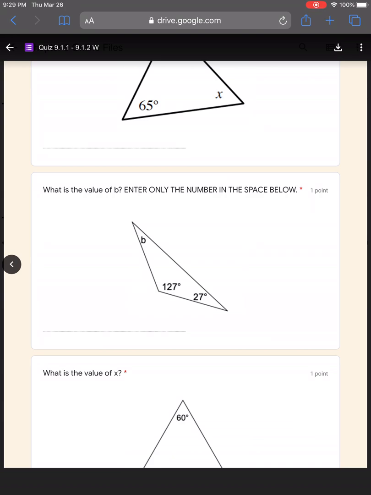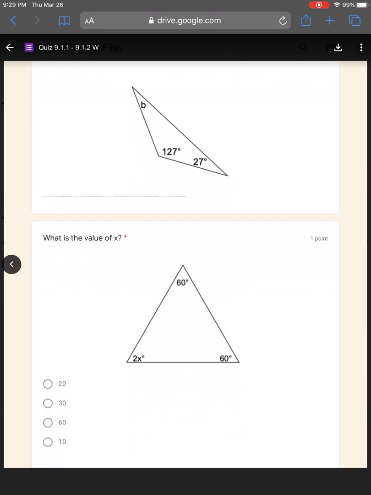All right, this one we're doing the same thing as before, but this time we're finding the value of b. Again, we know triangles have a certain number of degrees when you add all three angles up. So use what you know about that to solve for b. Again, you're just doing the number. You're not writing degrees.